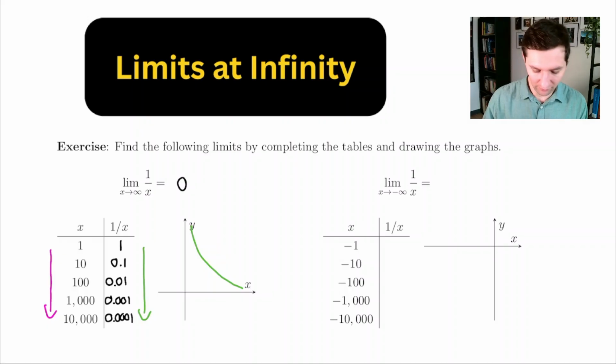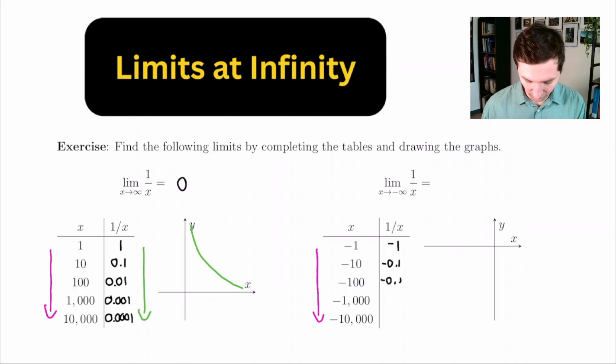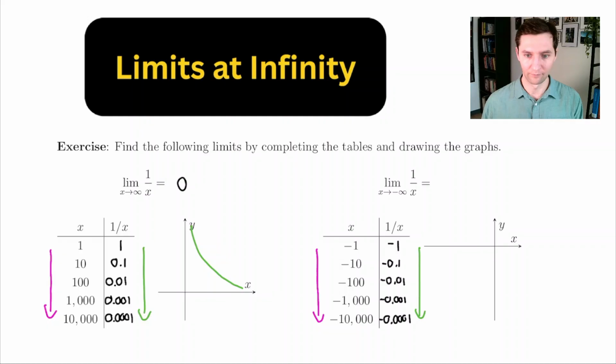In the second table, the inputs tend toward negative infinity. The outputs are negative 1, negative 0.1, negative 0.01, negative 0.001, negative 0.0001. The outputs tend toward 0. You can make the same conclusion by looking at the piece of the graph for x less than 0. As the inputs tend toward negative infinity, the outputs get closer and closer to 0. So this limit is also 0.